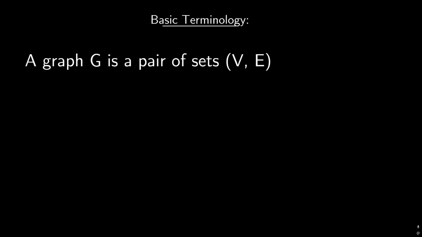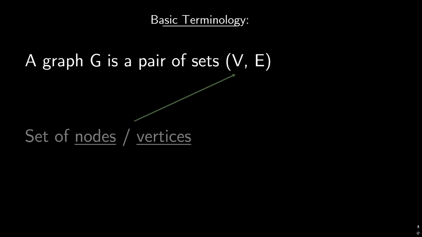Okay, so now that we've gotten that out of the way, let's talk about some basic terminology. We're going to say that a graph G is actually a pair of sets. So it's two sets, V and E. V here is our set of nodes or vertices. The name is a bit interchangeable. You can call it a node, you can call it a vertex. Either way is fine.